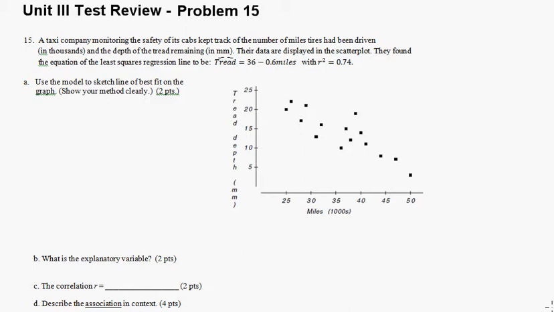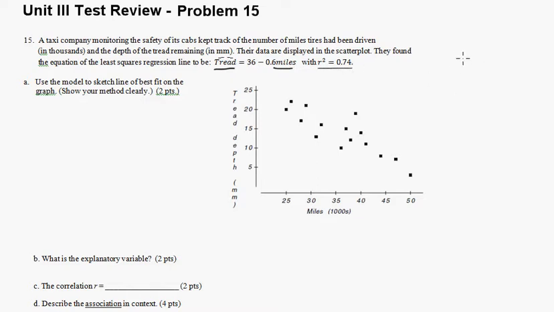This is problem 15 of the Unit 3 test. The context of this problem is we're looking at tire tread depth and trying to predict the amount of tread depth based on the miles driven. And we're given an r² value of 0.74.